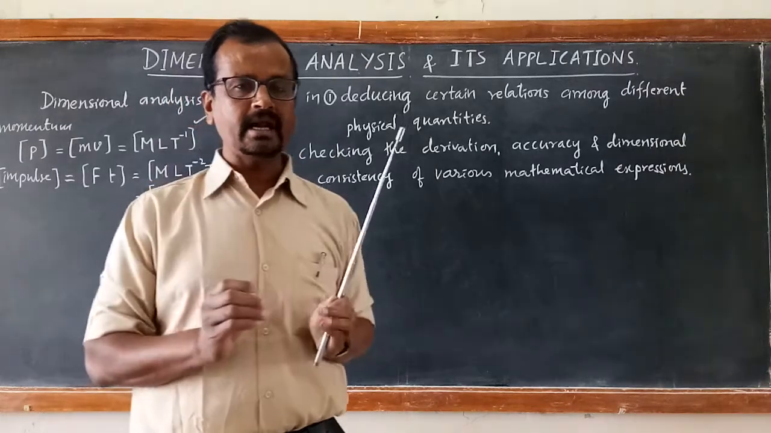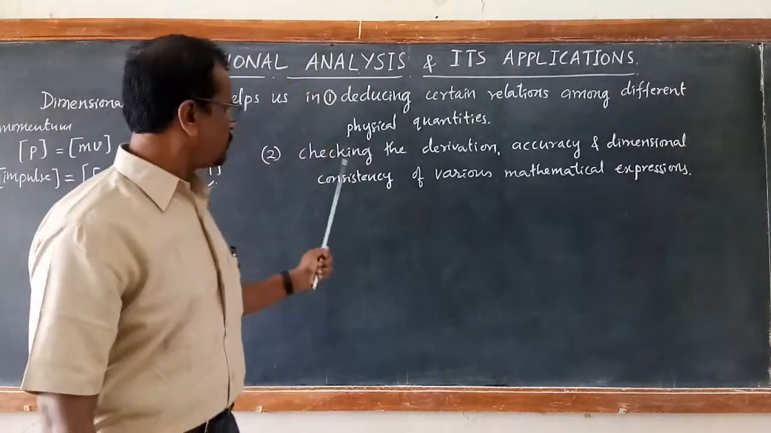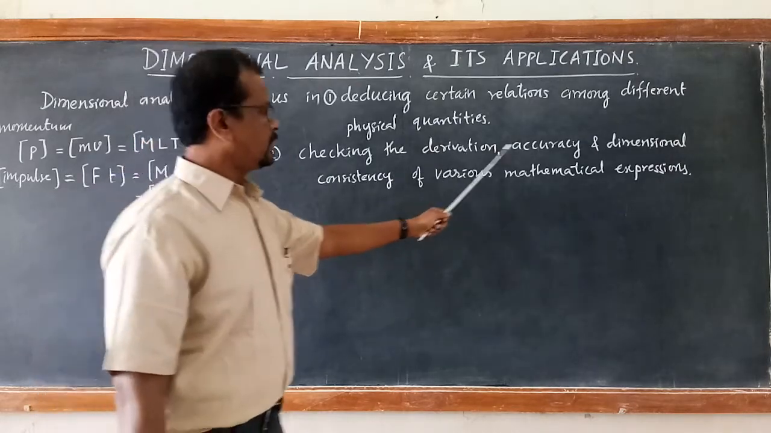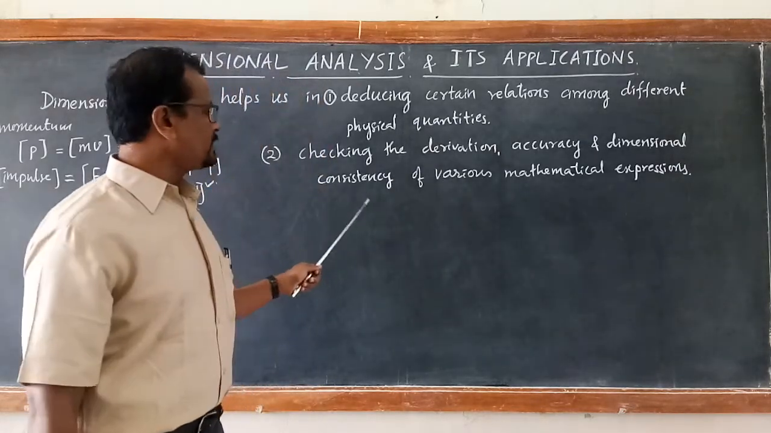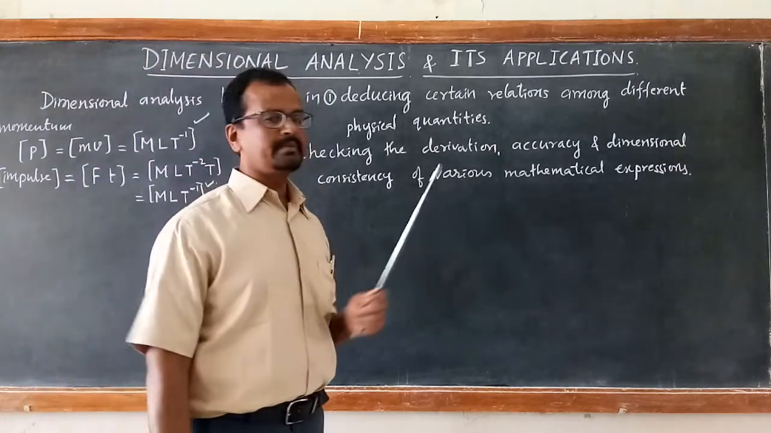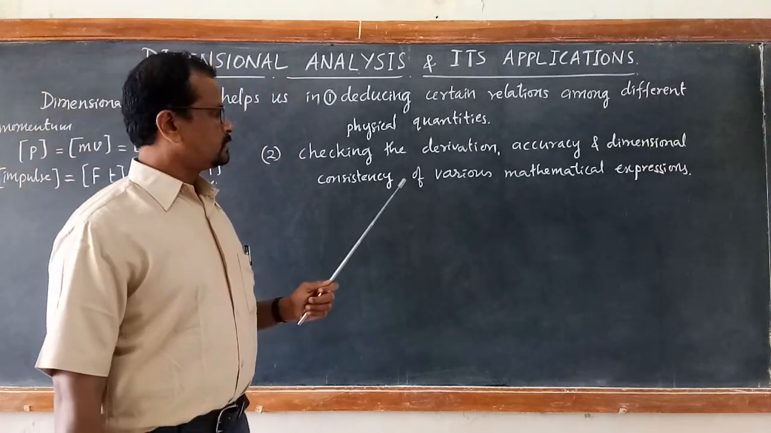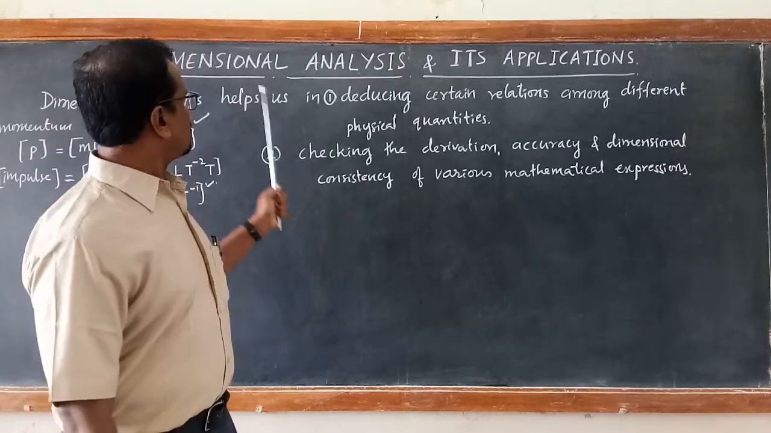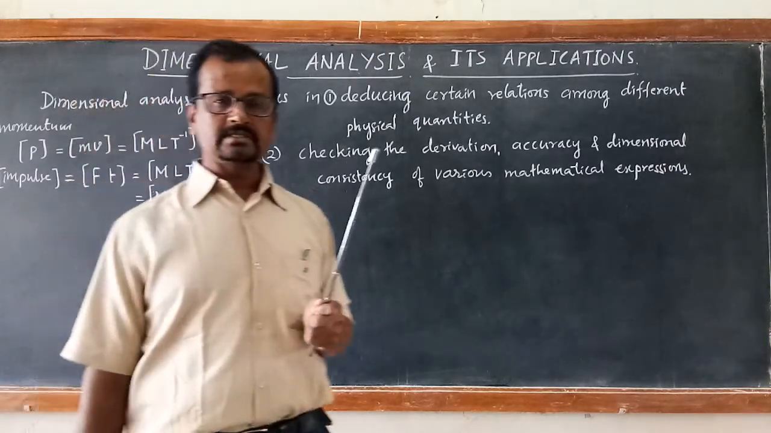Then only that derived equation is correct. That's how we can check the accuracy of the derived equation and also the dimensional consistency of various mathematical expressions. So this is very important. These are the two important applications of this dimensional analysis.